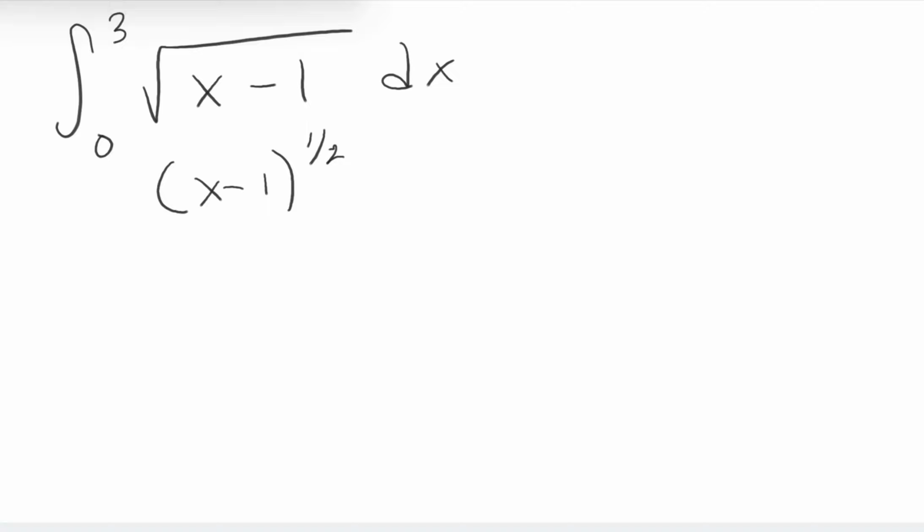Algebraically, you did everything fine. The problem, though, is think back to if this was a derivative, could you do what you did? No. Why? What would we have to do if this was a derivative? We'd have to do the chain rule. Yeah, because you have a function inside of a function.